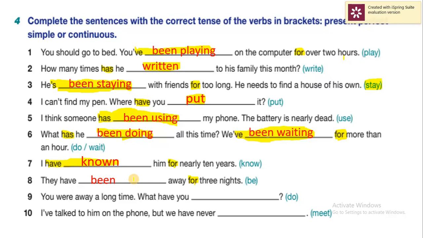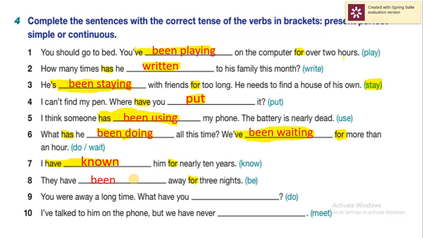When it means went, use been. They have been. Okay? It means راح, ذهب, went. They have been. We can't use being. By no means can we use being.